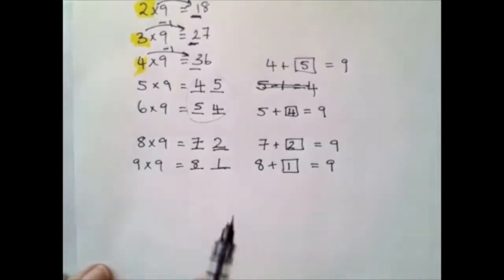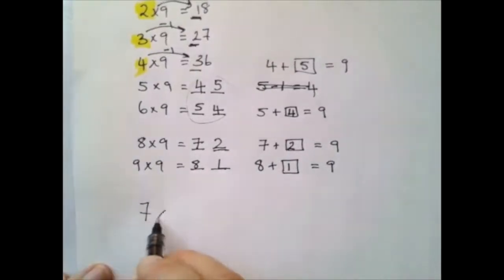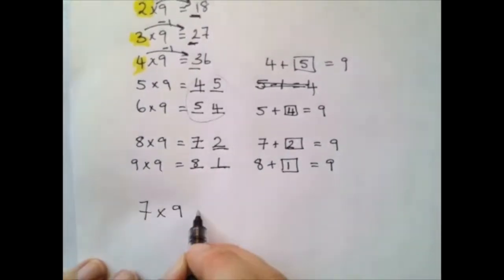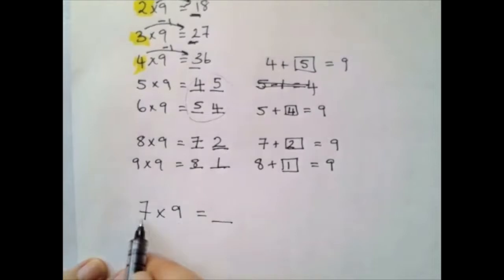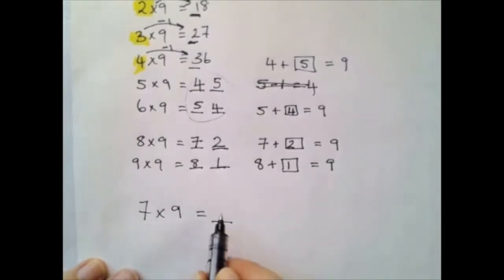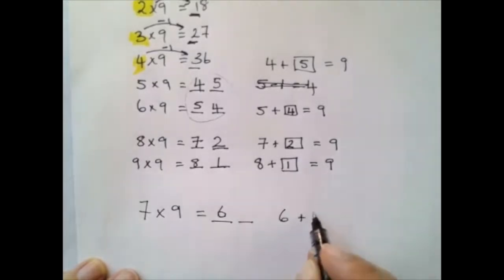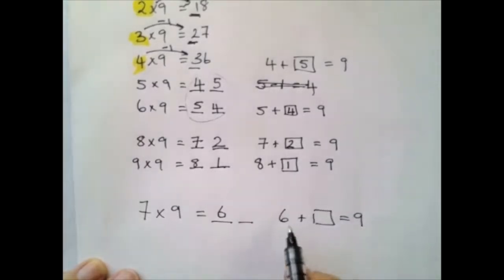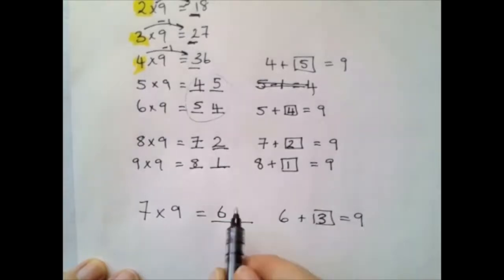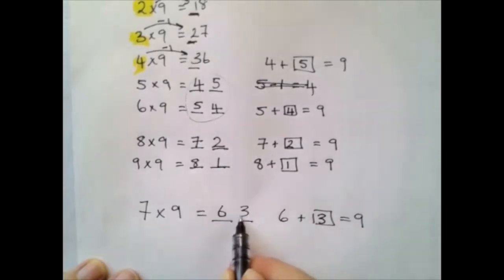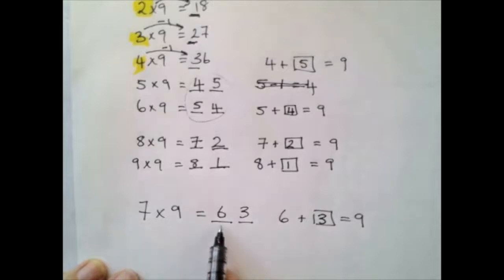Let's just practice one more. We'll have a look at 7 times 9. 7 times 9 equals, we do 7, we subtract 1 and that gets us to 6. Then we want to know 6 plus what equals 9, or 6 plus 3 equals 9, which gives us a 3 here. So the answer to 7 times 9 is 63.